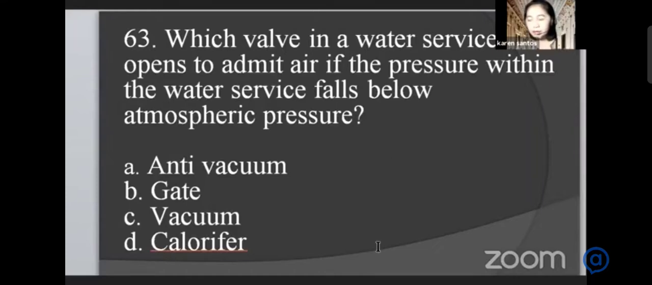So from our FB Live, most of the answers are letter A, while from our Zoom participants, most of the answers are letter B. So which is the correct answer? Is it A or letter B? Okay, so the correct answer is letter B, which is gate.